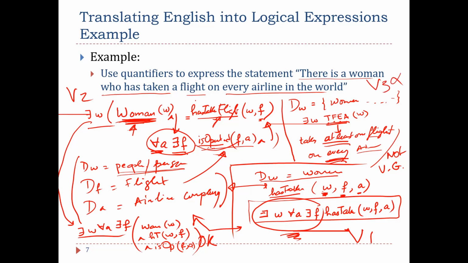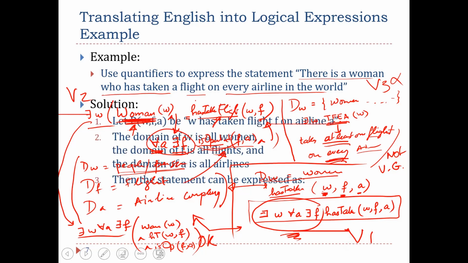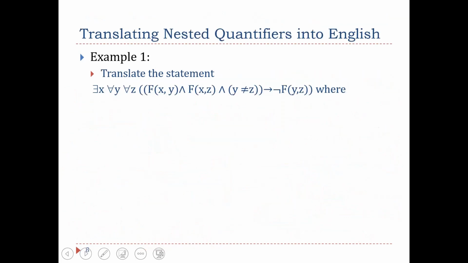Okay, so you have, of course, all the details in the slides. You can check them on your own. Okay, it's the version number 1 that is mentioned here in the slides. Let's do the reverse with a couple of examples. Let's translate from nested quantifiers into English, and this is really a very good exercise for you.